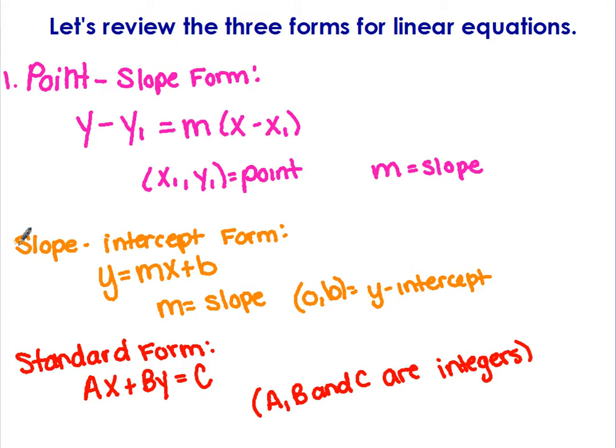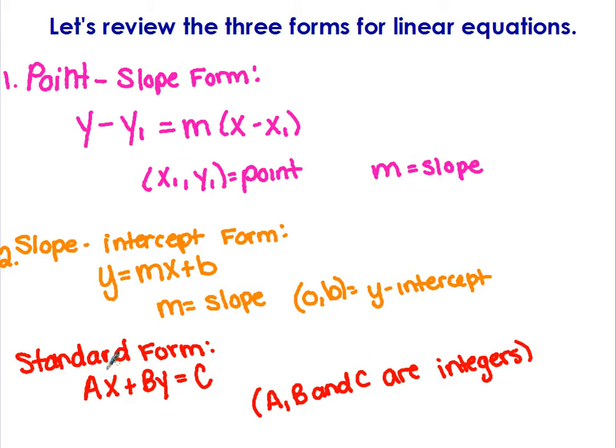The second one, which is the one that you're the most used to, is slope-intercept form. It's y equals mx plus b. And in this form, notice y is by itself on the left side. This is the only form that this happens. m is your slope, and b is your y-intercept. It's actually the point (0, b) because it's a y-intercept and it sits on the y-axis.